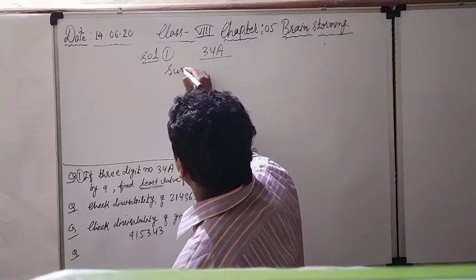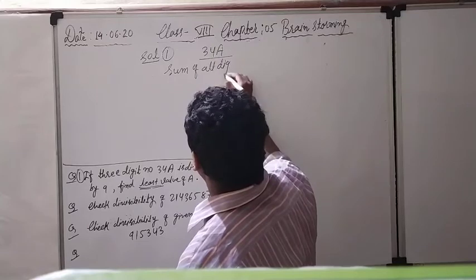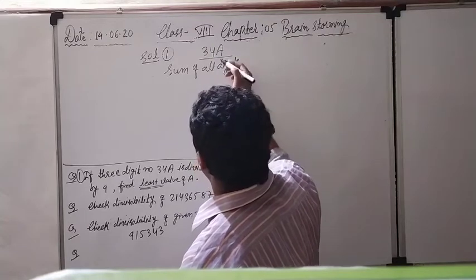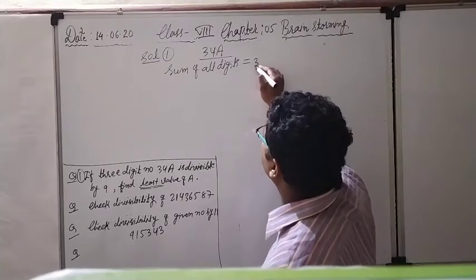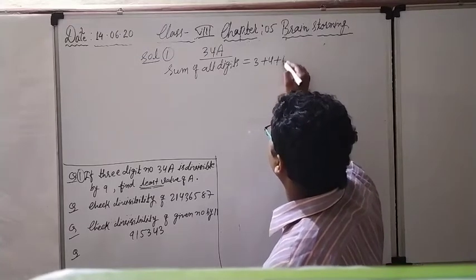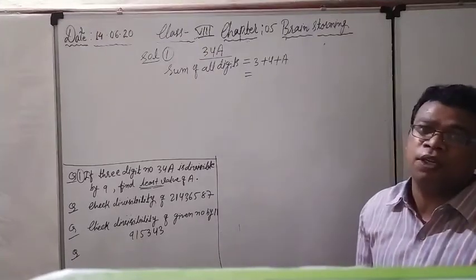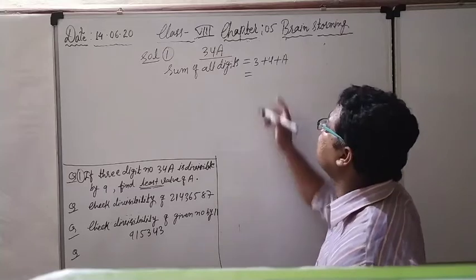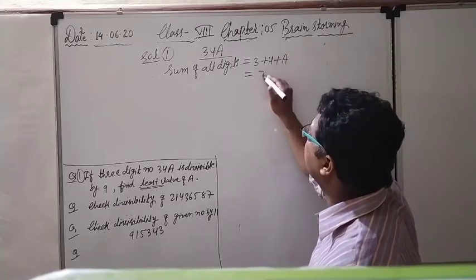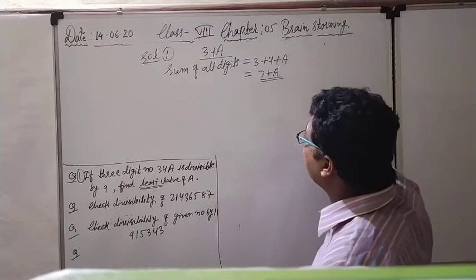So first I will go for the sum of all digits. This is the way you have to solve the question in your notebook. Sum of all digits is equal to 3 plus 4 plus A. In place of the digit, what is given to me? A. No problem. 3 plus 4, 7 plus A. This is the sum of all digits, 7 plus A.